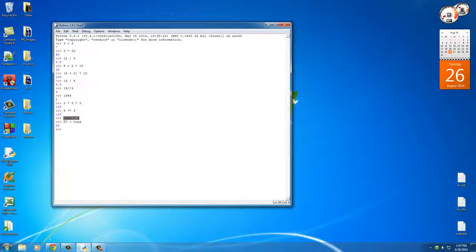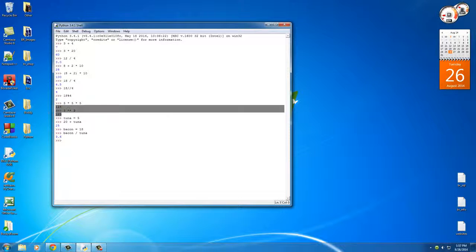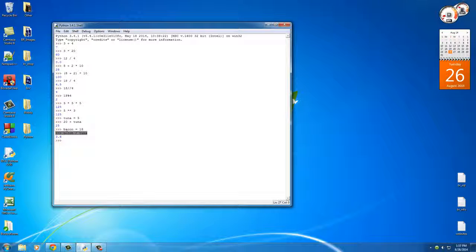Now you can actually use all variables in your equation. So if you have tuna equal to 5 and bacon equal to 18, then what you can do is put bacon divided by tuna, which is pretty much saying, okay, 18 over 5, and that is 3.6. So if you ever want to know what bacon over tuna is, it is 3.6. Pretty interesting. But now we know the basic math operators, also some cool extra things like exponents and stuff, and also how to divide bacon over tuna.